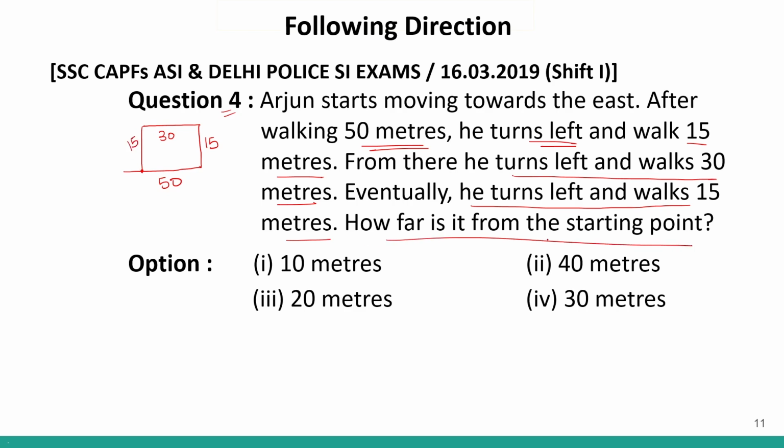How far is he from the starting point? So this was the starting point, right? So if from here to here this is 50 and from here to here this is 30, this distance will be equal to 50 minus 30, which is 20 meter. So our answer will be option number 3, 20 meter.